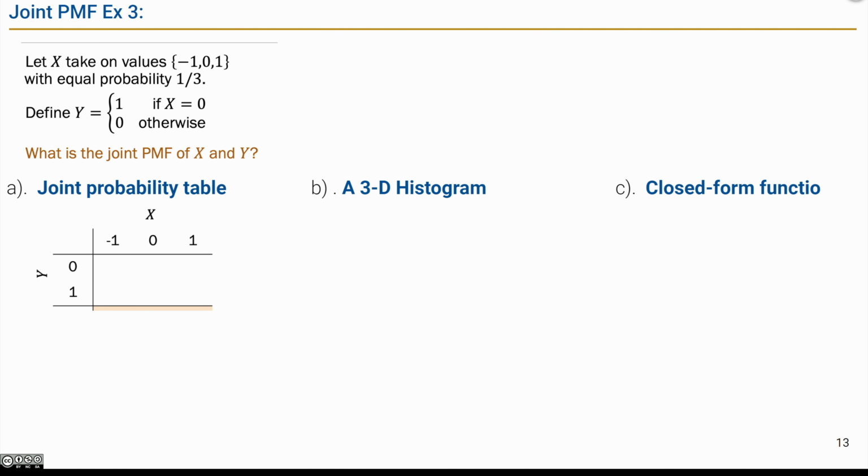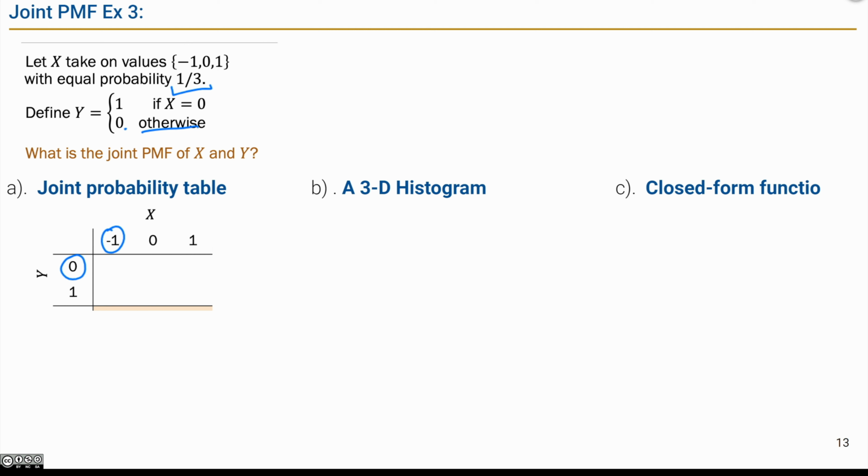All right, so joint probability table, let's think about this. I made the table to be -1, 0, and 1 for x's and 0 and 1 for y's because those were the only possible values. But now inside the table, I need to put the probability. So what is the probability that, let's say, x is equal to -1 and y is equal to 0? Well, x is equal to -1 with probability 1/3. If x is equal to -1, I know that y will be 0 because that's the case here.